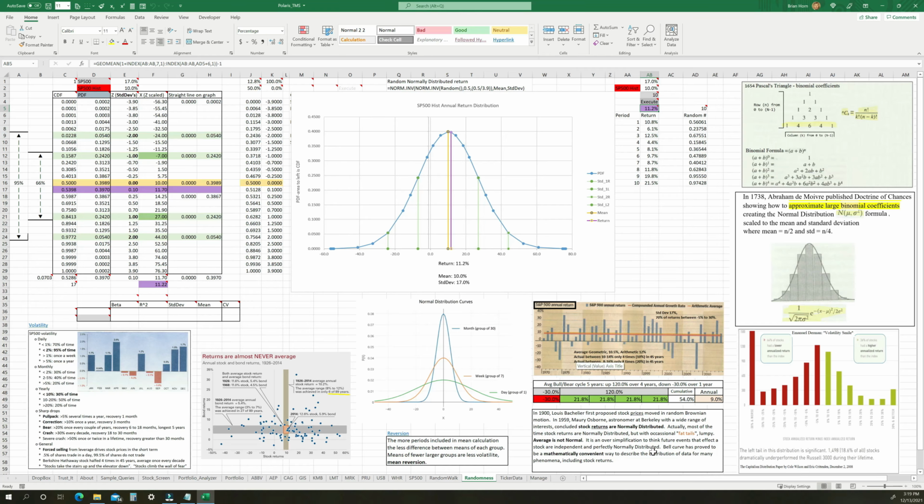This makes the use of the normal distribution for stock returns mathematically convenient, but must be applied deftly.